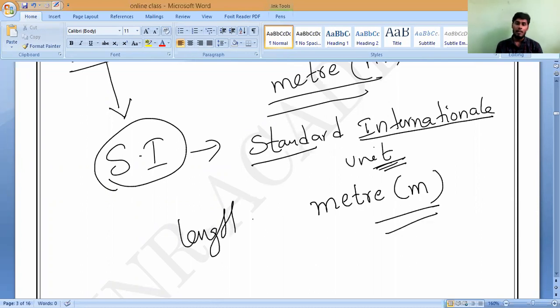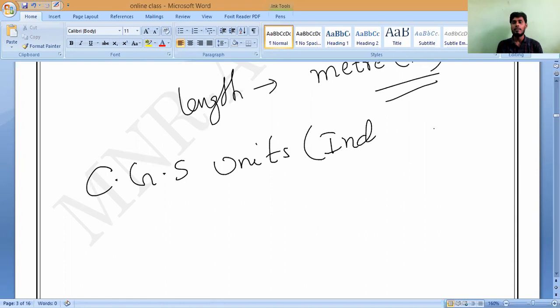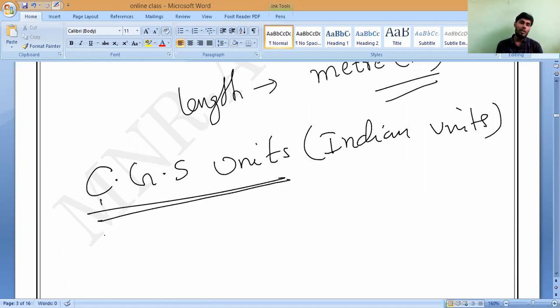Like that, if it comes to the Indian system of units, that is called CGS units. CGS units are our Indian units. So what do CGS units mean? Observe very carefully, all of you. C means centimeter.